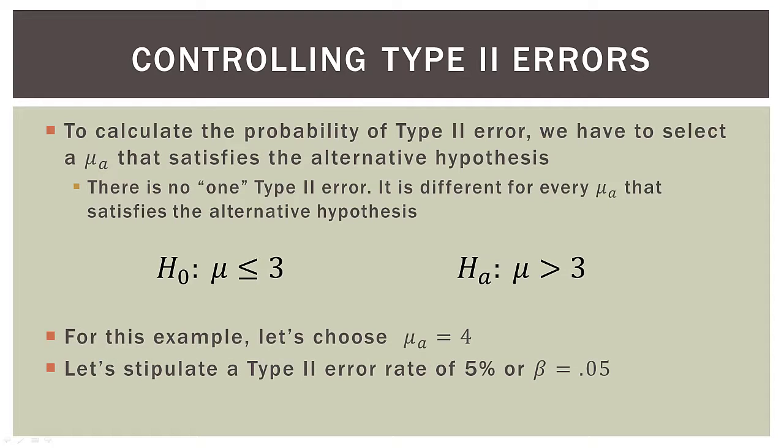And let's stipulate a type 2 error rate of 5%, or a beta of 0.05. So we've done a few things here. We have selected an alternative population mean that meets our alternative hypothesis, which we have to do in these types of problems, and we have stipulated a type 2 error rate in the same way we have stipulated our type 1 error rate. So we have an alpha of 0.01, and now we have a beta, or type 2 error rate, of 0.05.